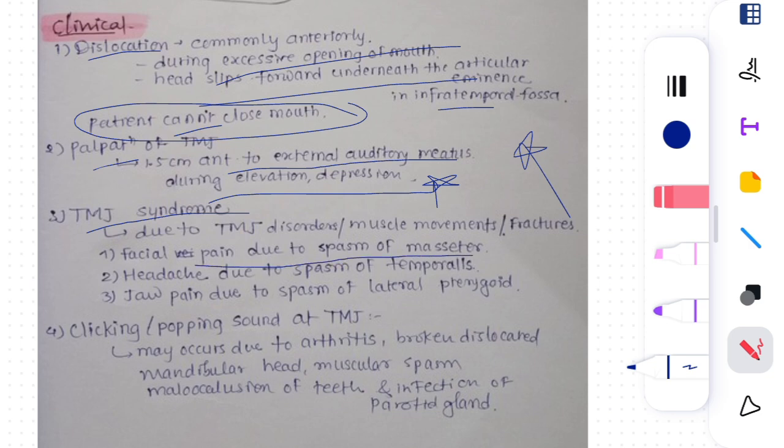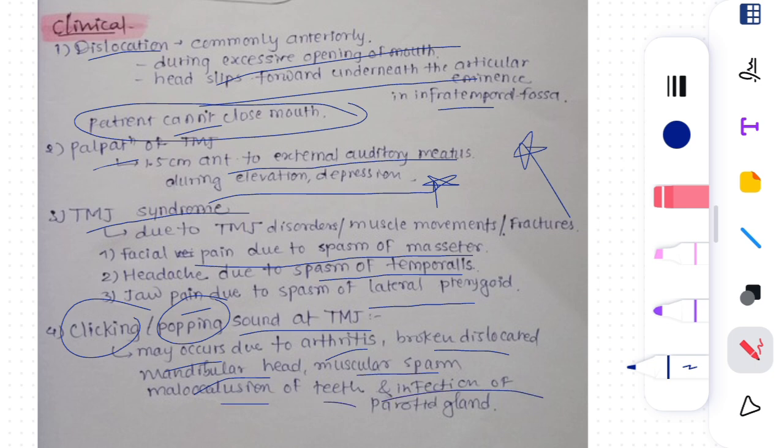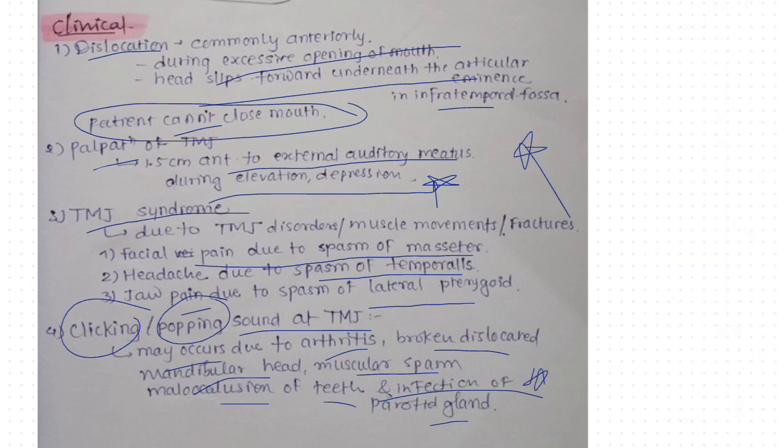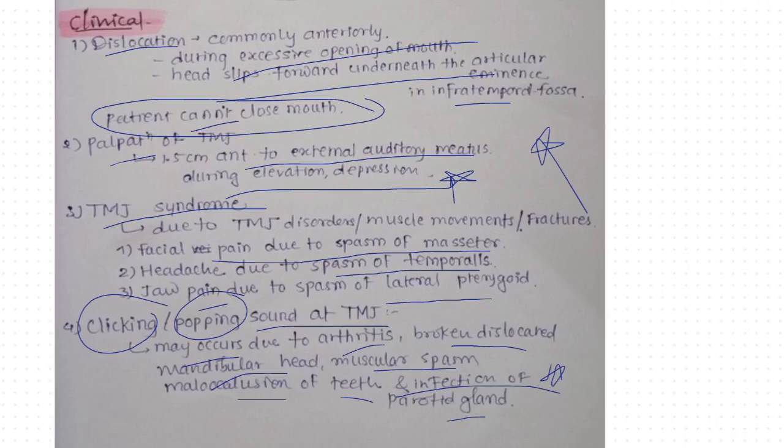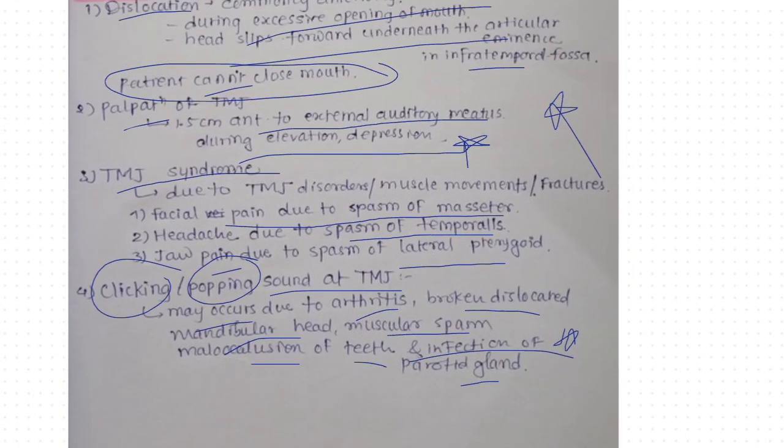TMJ syndrome is a disorder due to disorders of the TMJ: jaw pain, headache, and clicking and popping sounds at the TMJ may occur due to arthritis. And here you have seen all the important points about the TMJ. It is the most important and high yielding in university.